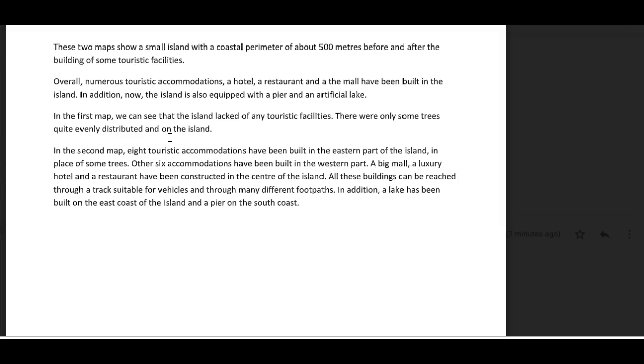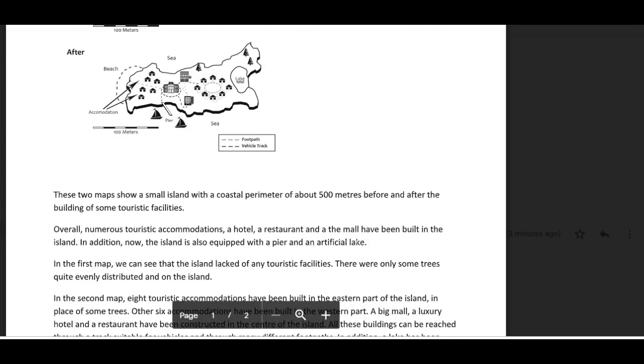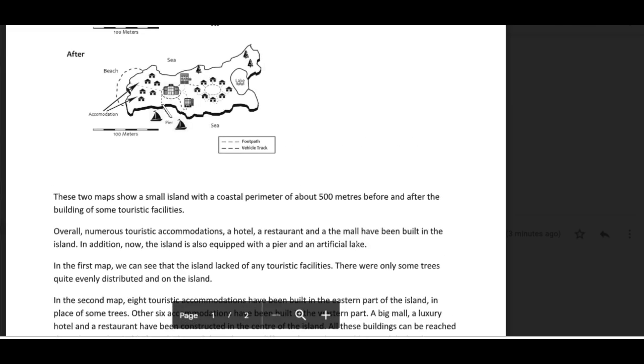In the second map, 8 tourist accommodations have been built. I don't know about that expression, 8 tourist accommodations. Accommodation is usually uncountable, and so we don't use it in the plural. I would have liked to see a different word here, and I don't know where you're getting 8 from.